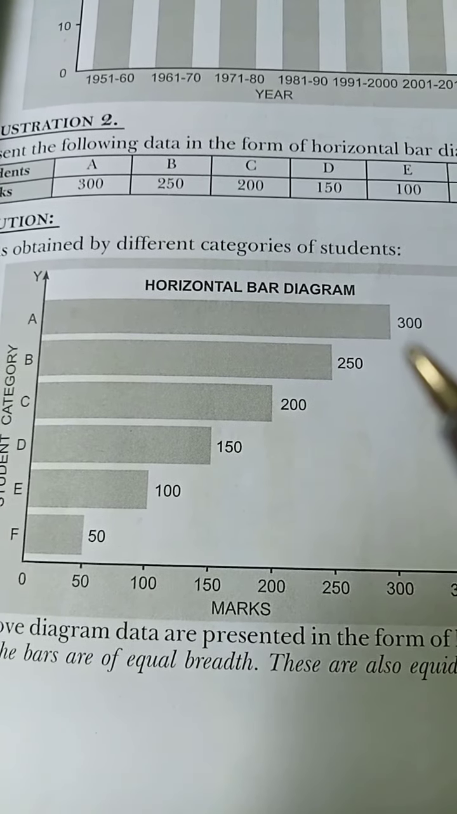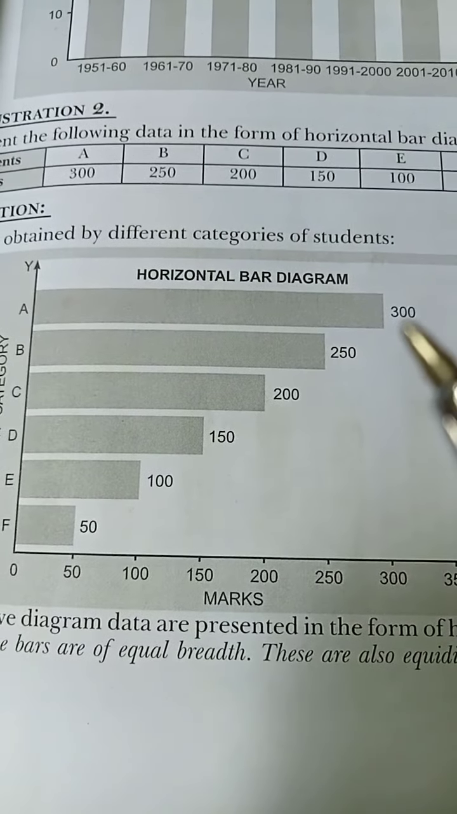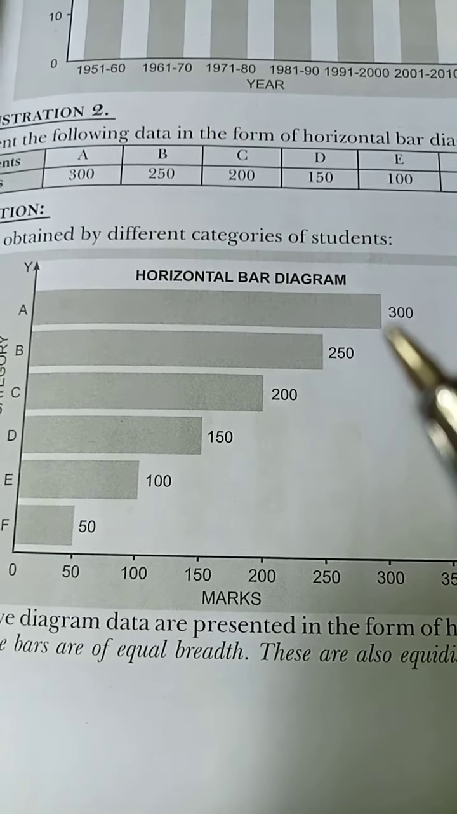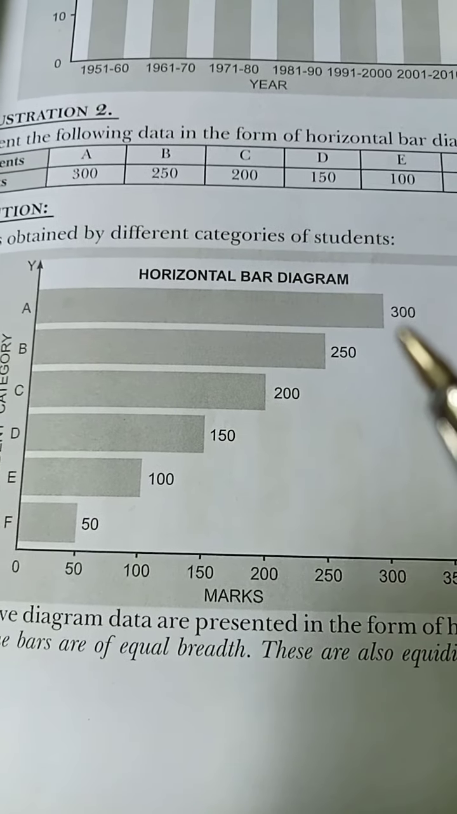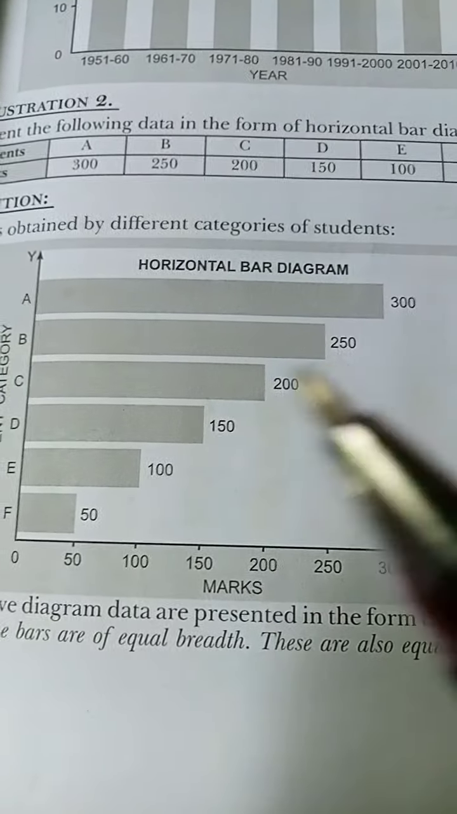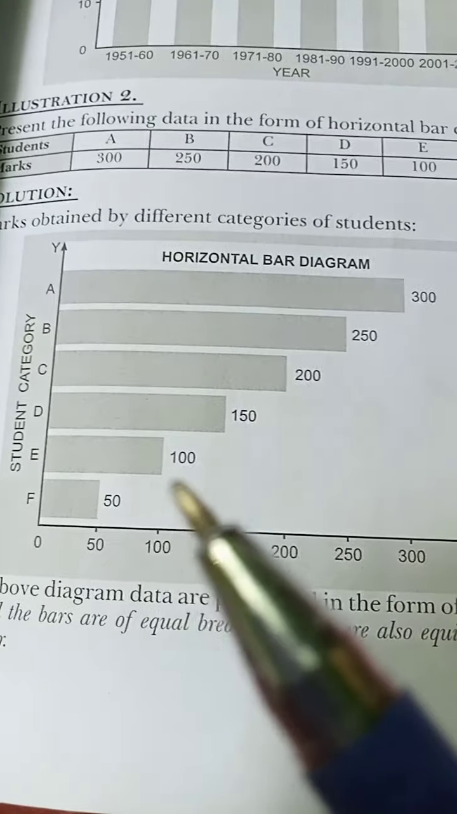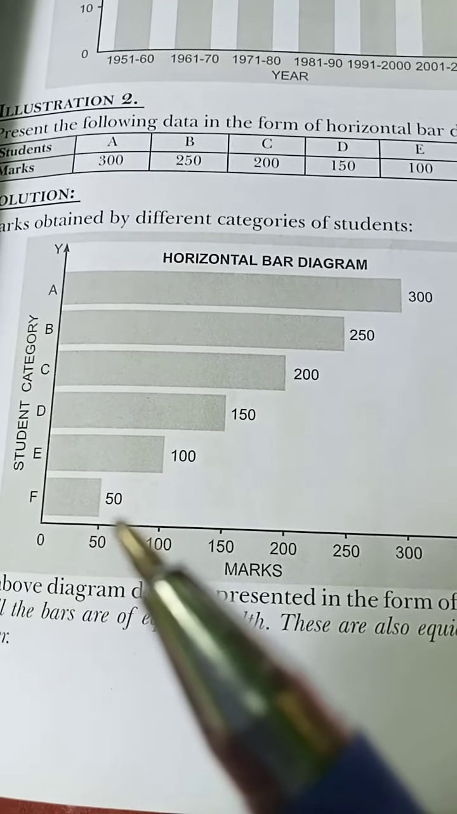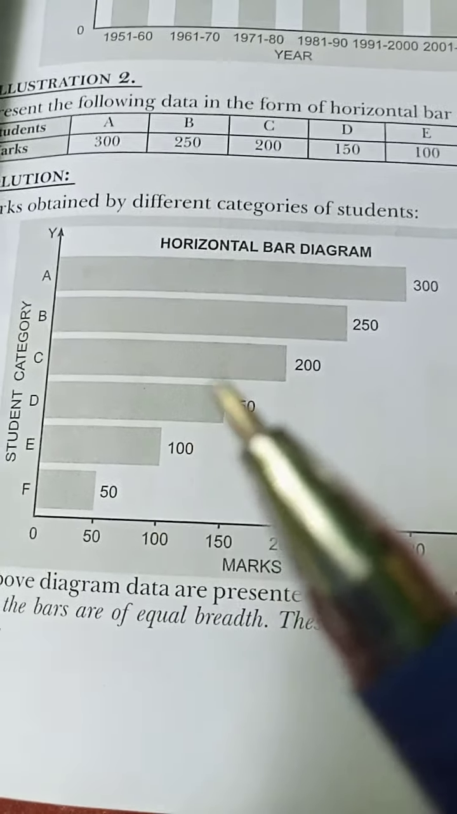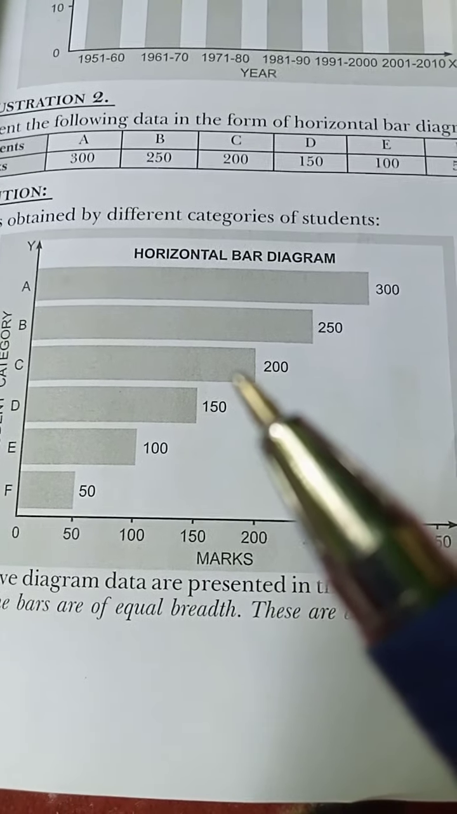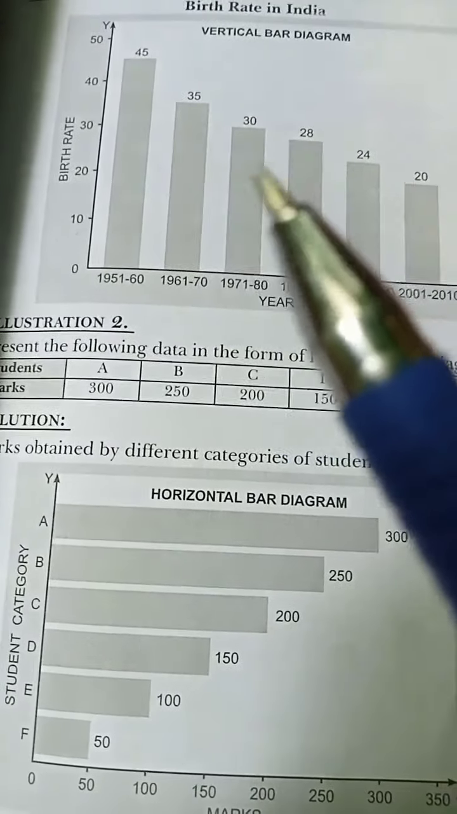A is 300, length is 300. Here it is the longest bar. Here it shows 300. That means A's marks is 300, B is 250, C is 200, D is 150, E is 100, F 50 only. So this is the horizontal bar diagram. Both of these diagrams are simple bar diagrams, vertical bar diagram and horizontal bar diagram.